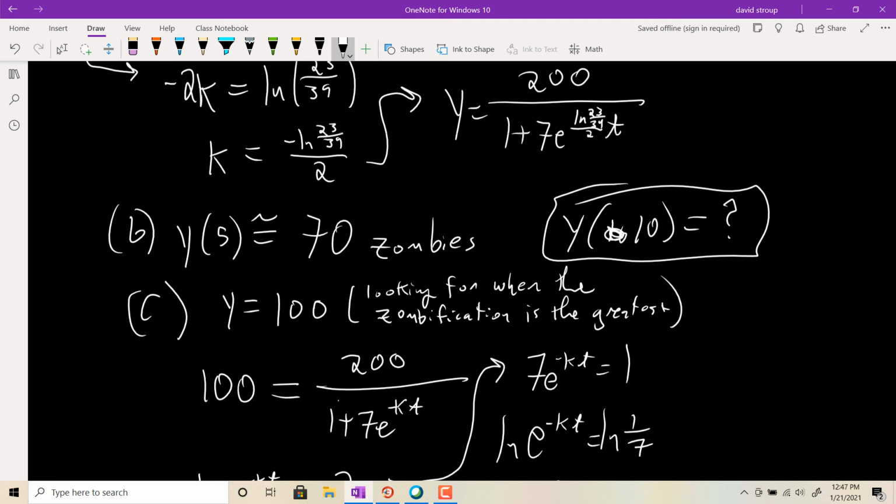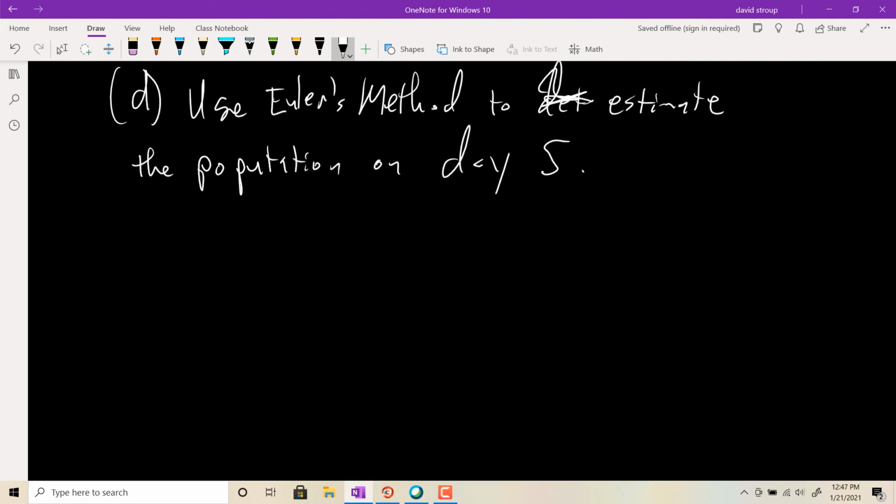6.4. I need to figure out y of 10 for the zombie problem. You could just use the logistic equation to figure that out. You don't have to do Euler's method. But anyways, in this problem, we're going to do Euler method on a line. There, you will have to do that as well in WebAssign.